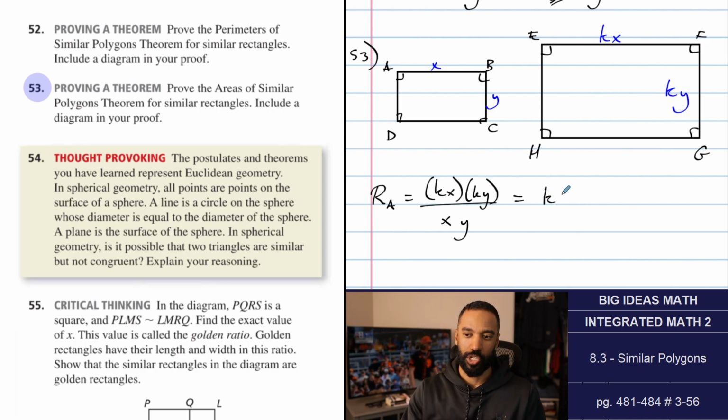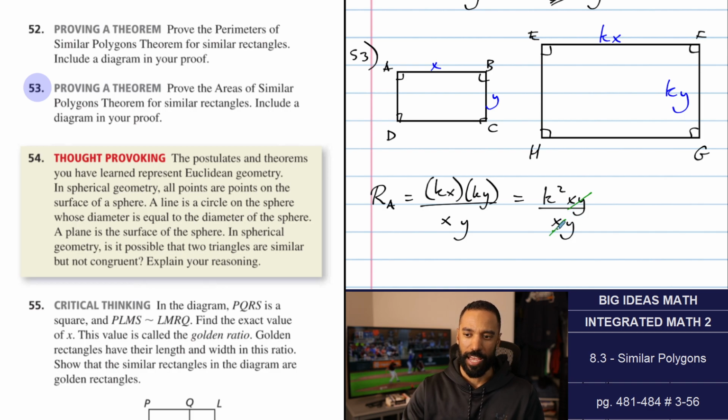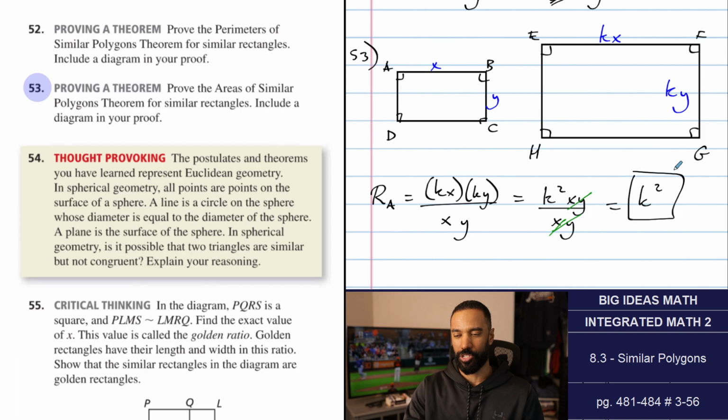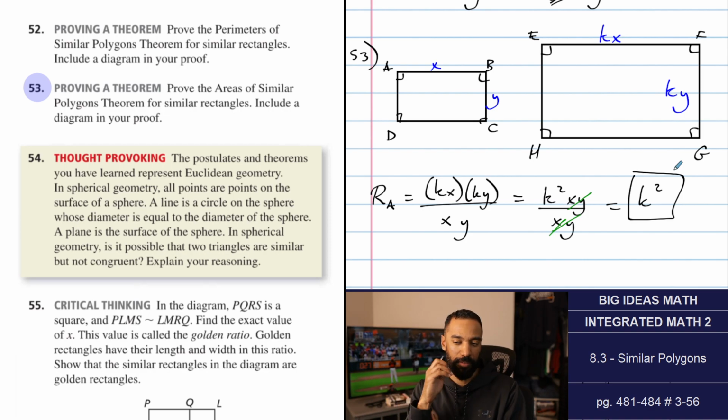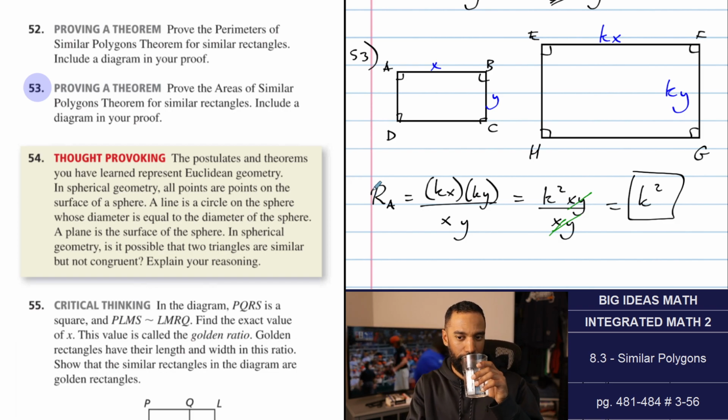k times k is k squared, so k squared times x times y over x times y. And xy over xy, boom, is 1, and you're left with just k squared. So it's still showing the area ratio. I haven't really done proofs like this before, but it makes sense to do that. And you get k squared out of it from the area ratio that we have there.